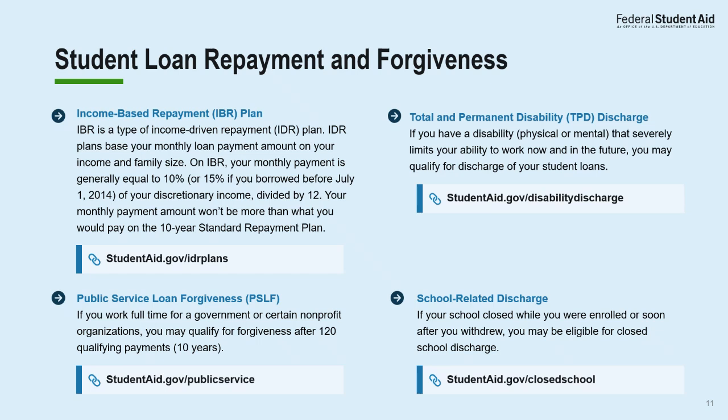And we also have our school-related discharge. Now, if your school has closed, here's the point here, while you were enrolled, or soon after you withdrew from that institution, then you might be eligible for a school discharge as well. Now, if those options don't seem like a viable option for you, you're saying, I don't fit any of these and I'm not quite sure if IBR is right for me. Well, we do have some other options as well. Let's talk about those.